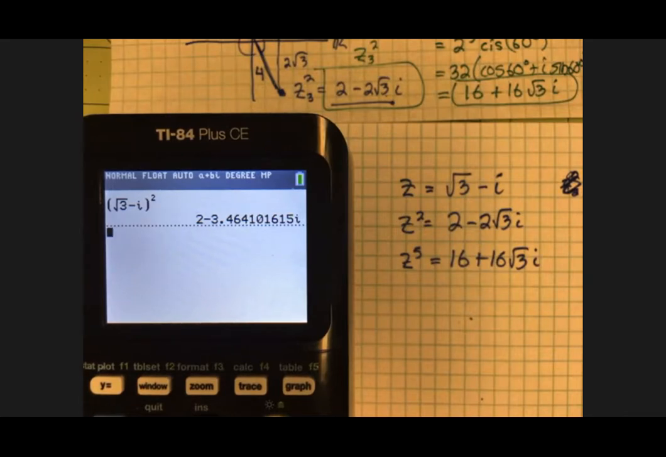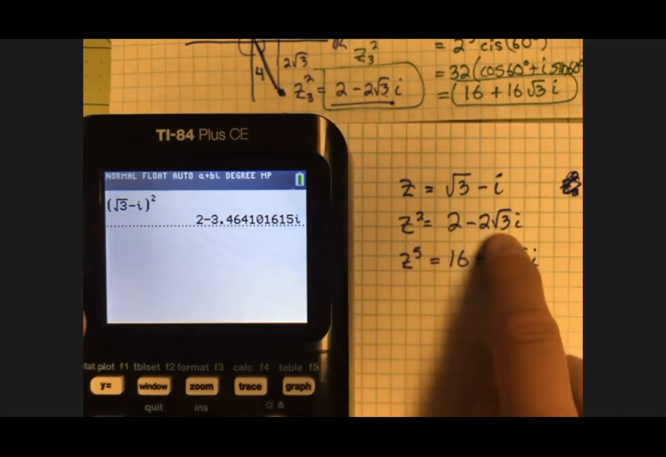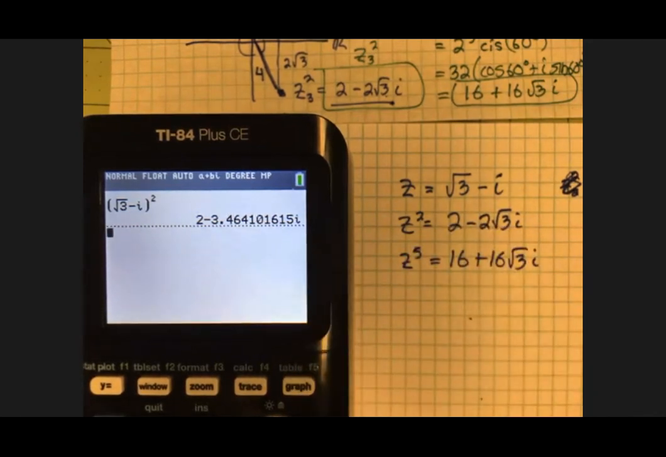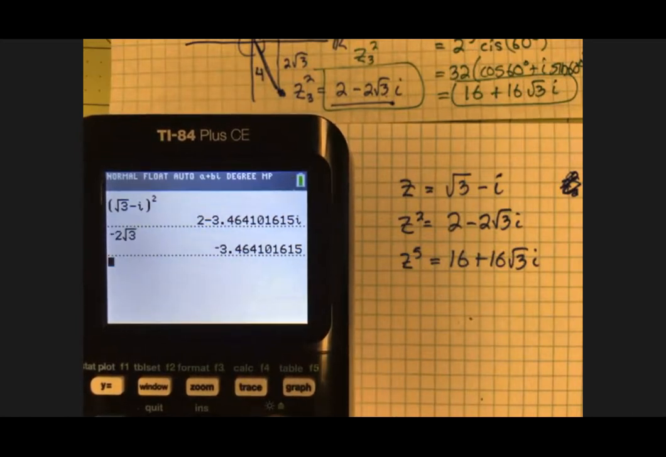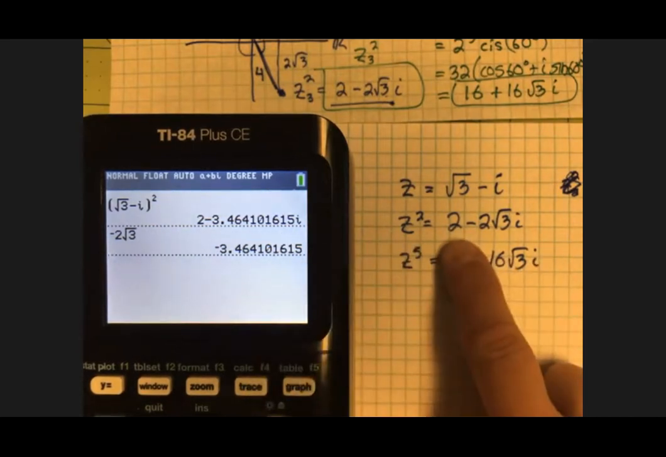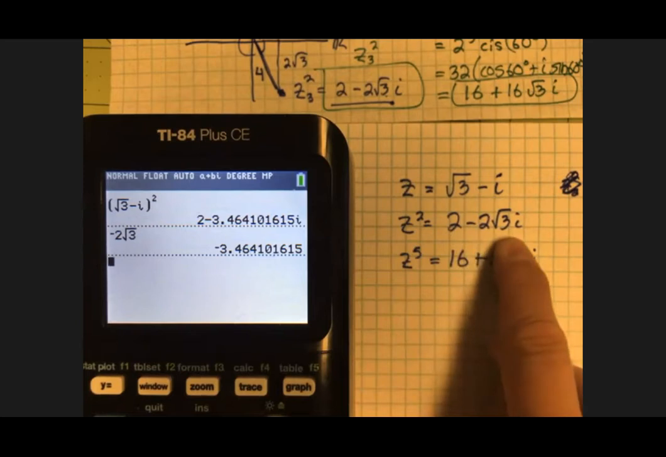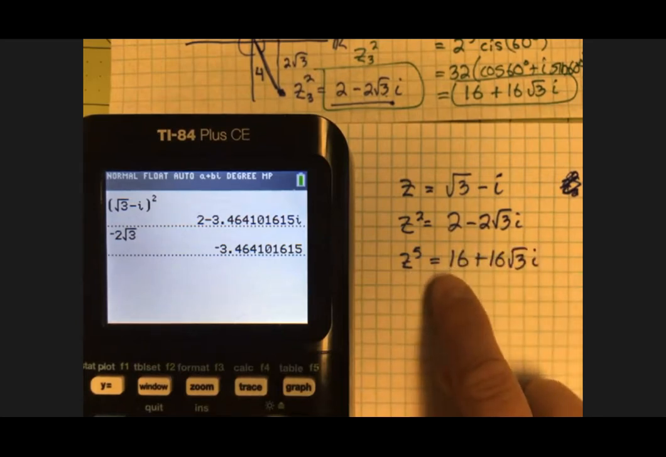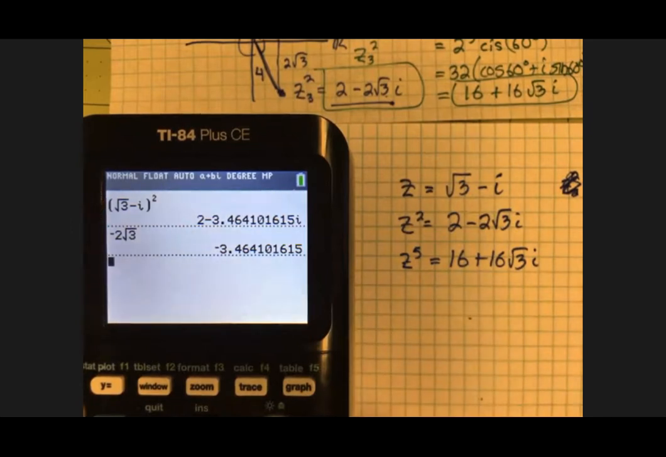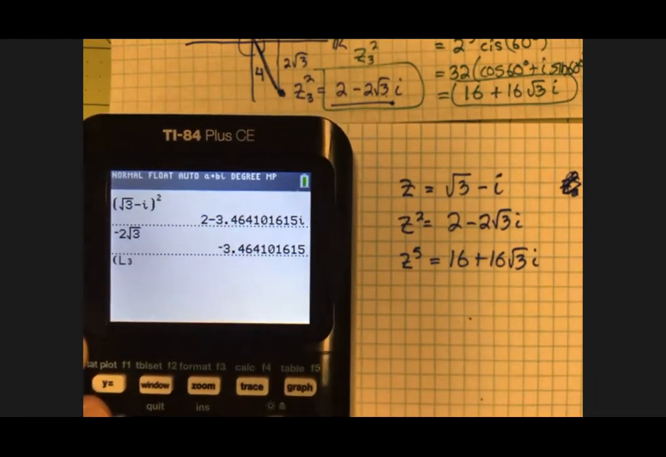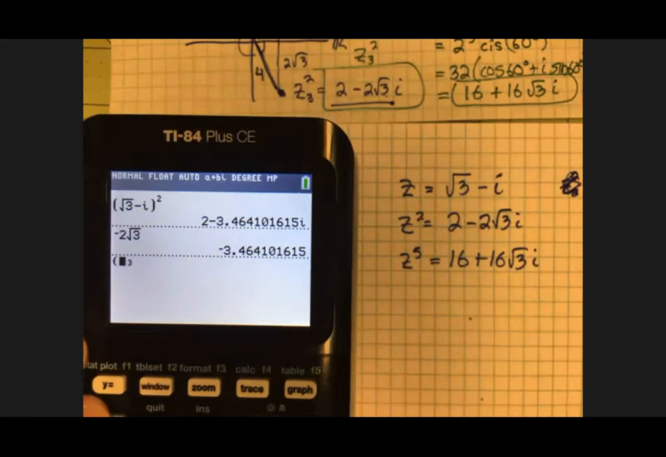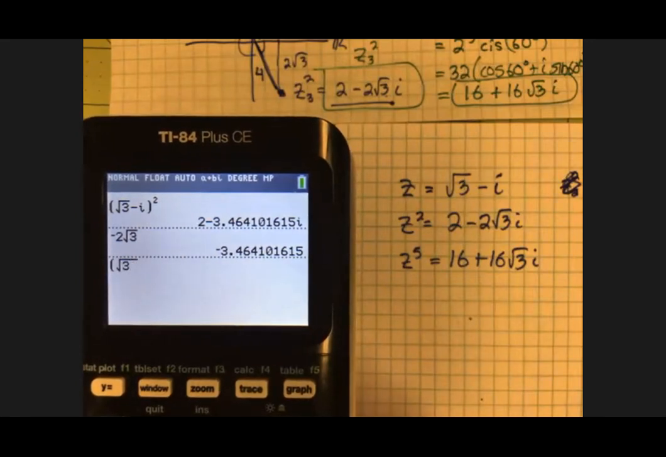Well, the calculator gives me a funny number right there. Not 2 minus 2 root 3 i, because the calculator doesn't do anything but approximate. But I can type in 2 times the square root of 3 minus 2 times the square root of 3. And I can see that it's the same number. So the calculator confirmed that this is 2 minus 2 root 3 i. What about z to the fifth? Maybe you could imagine yourself squaring that number. But I don't think anybody would choose to raise that number to the fifth power with their bare hands.